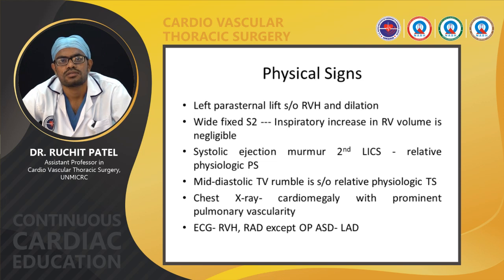On chest X-ray, features suggestive of cardiomegaly, particularly right atrial and right ventricular enlargement, and prominent pulmonary vascular markings are there. ECG shows right ventricular hypertrophy and right atrial enlargement or right axis deviation, except in cases of ostium primum ASD, where there is left axis deviation because of the posterior displacement of the AV node.